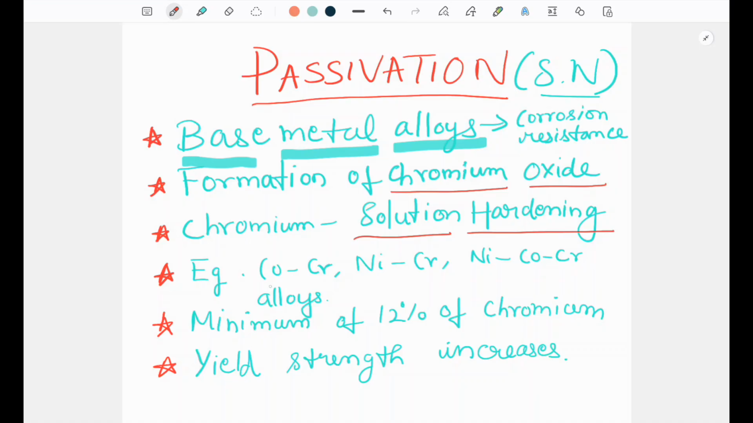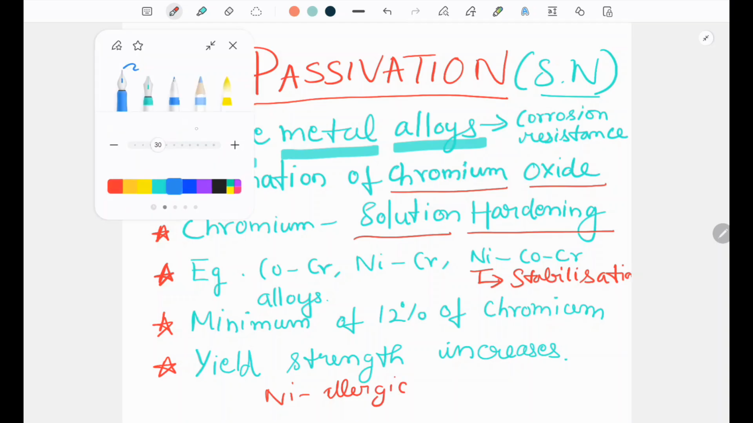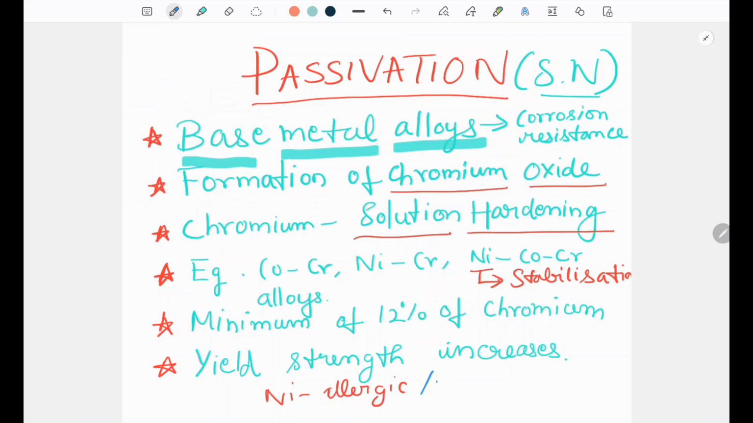The basic examples of base metal alloys are cobalt chromium, nickel chromium, and nickel cobalt chromium. Nickel has its major role in stabilization. Nickel is considered to be allergic. It's not biocompatible. These are added points.